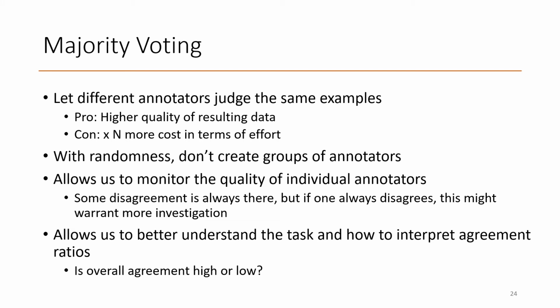Speaking of majority voting, it's a technique to let different annotators judge the same examples, which gives you a higher quality of the resulting data. On the other hand, you have to pay n times more cost in terms of effort. And with randomness, so that you don't actually create groups of annotators that could miss certain groups that only do bad judgments. And this allows us to monitor the quality of individual annotators. So here, some disagreement is always there, but if one always disagrees, this might warrant a more thorough investigation. And it also allows us to better understand the task that we want to solve. So how to interpret agreement ratios. Is the overall agreement high or is it low?